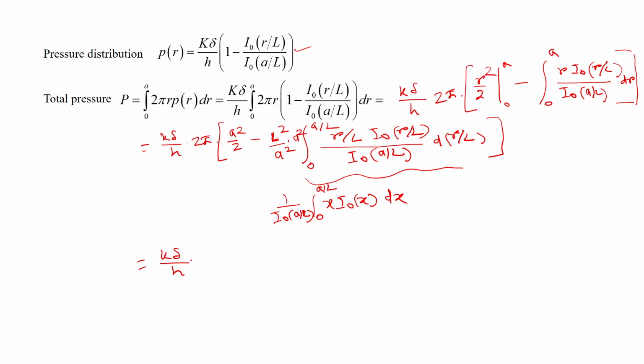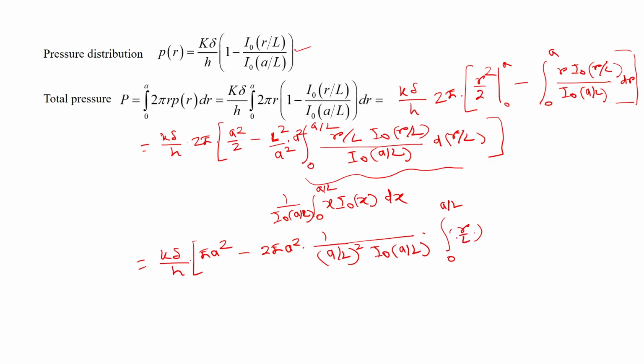So k delta by h into this is 2 pi. So let us say it is pi a square, and minus this is 2 pi into a square into 1 upon (a by L) whole square, and this is I0 by a by L, and this is into integral from 0 to a by L of (r by L) I0 of (r by L) d of (r by L).